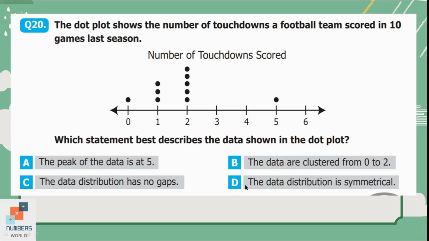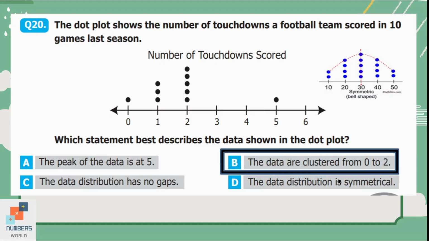Now the last option is the data distribution is symmetrical. Let me show you an example of a symmetrical dot plot in which an equal number of values are on both sides of the peak. But the dot plot that is shown to us is not an example of a symmetrical dot plot. So that's why option B is the correct one. The data is clustered from 0 to 2.